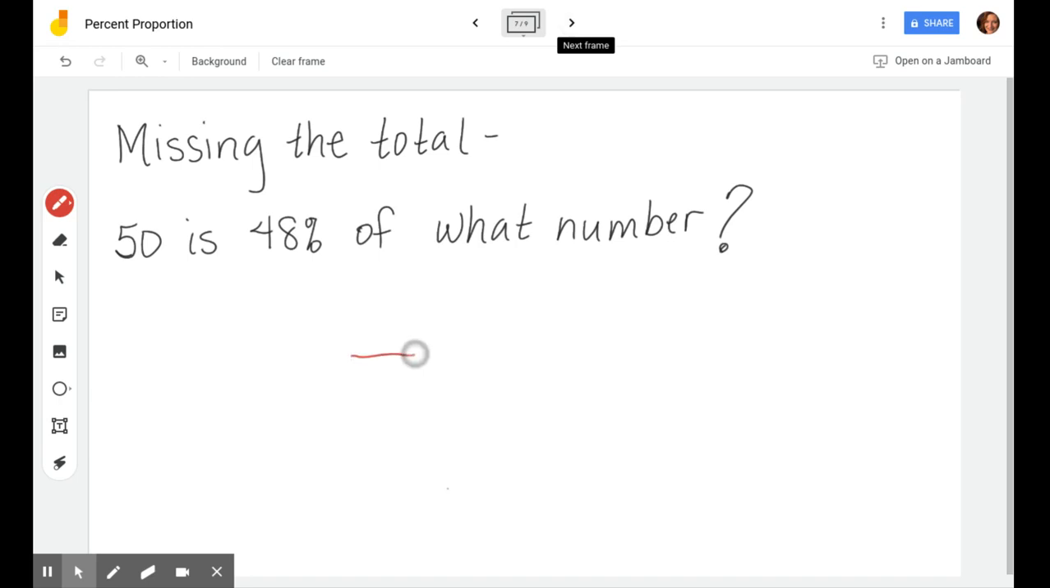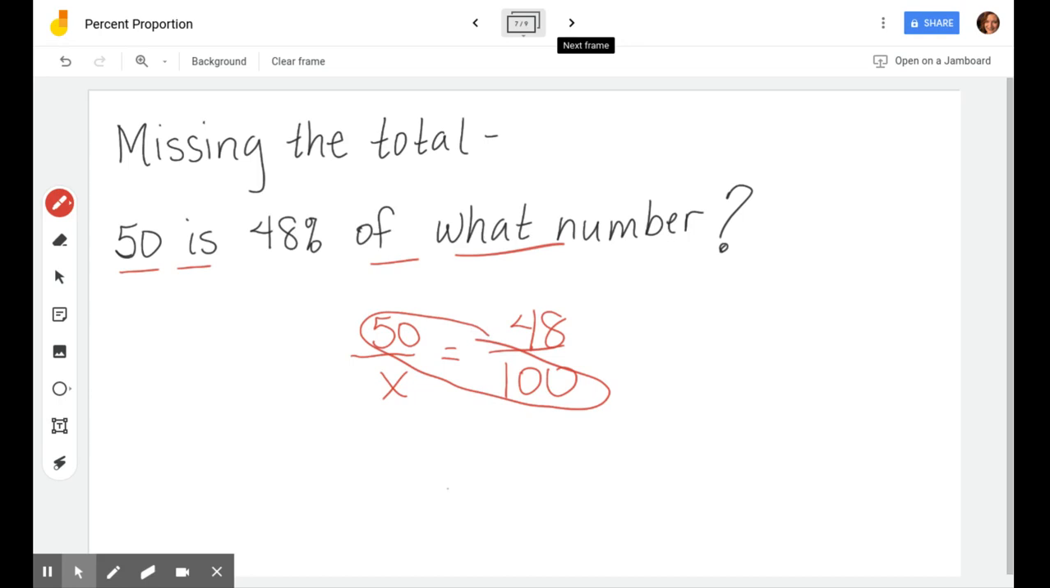So I'm going to right away put 2 fraction bars, equal in the middle, 100 on the bottom right. I look for my percent first because that's the easiest thing to pick out. This one's 48%, so 48 goes on top of 100. I don't know what it's out of, so X goes on the bottom, but 50 is how much I have. Multiply the diagonal where you know both parts. 50 times 100 is 5,000. And then I'm going to divide that by the other number there, which is 48.